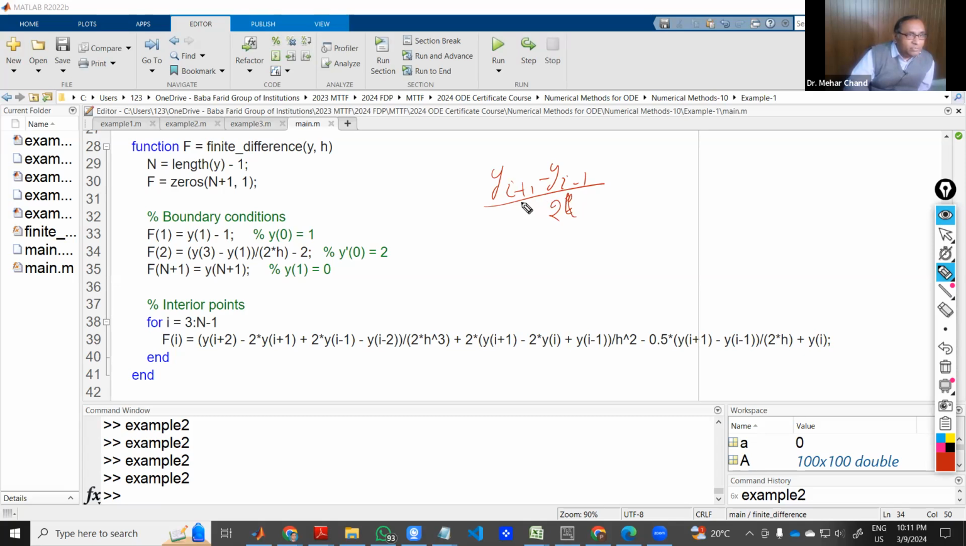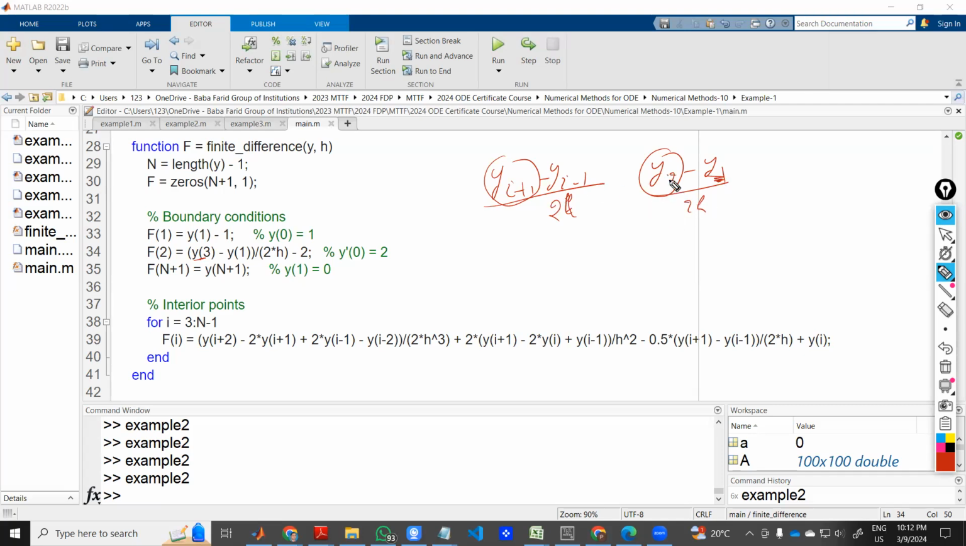When we will have i is equal to 1, this is y2 minus y1 upon 2h, and the index for this will be y3. For i is equal to 2, we have y3 minus y2. This is 3 and this is 1. So this is y3 minus y1 upon 2h, and this is minus 2.